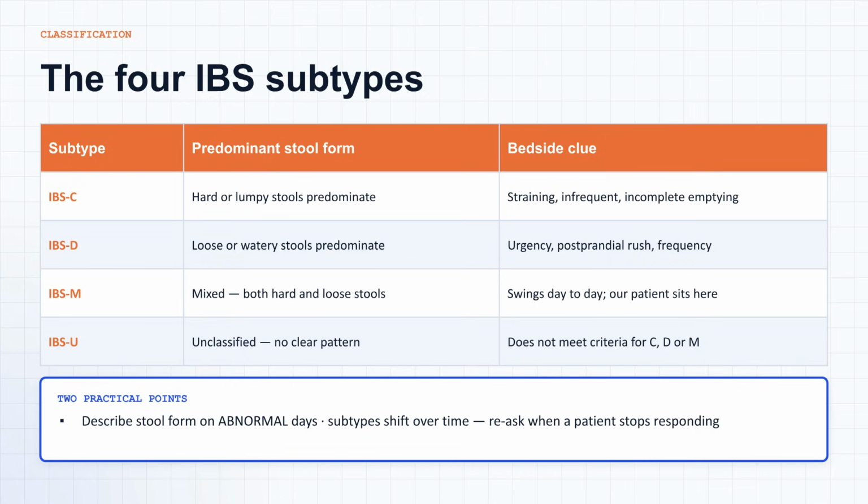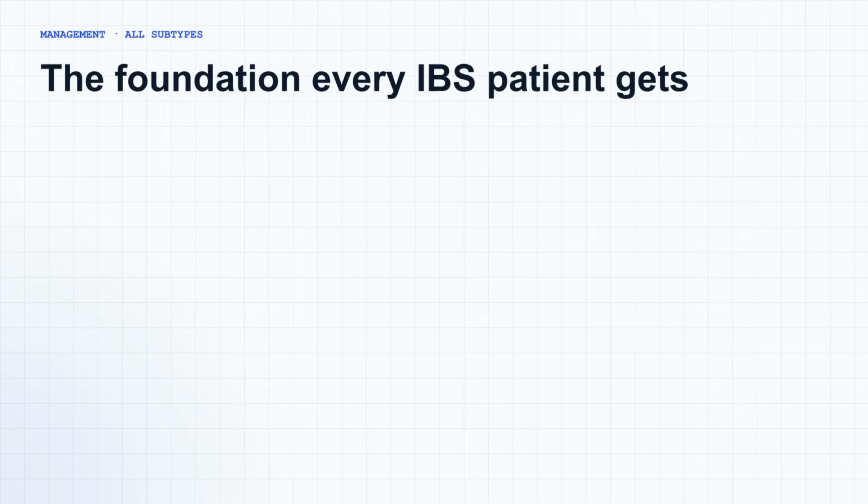Ask the patient to describe stool form on their abnormal days, not on their good days. Subtype can also shift over time, so revisit it when a patient stops responding. The subtype is not academic. It is the single fact that decides which drug you reach for. One practical note. The Bristol stool chart makes this conversation much easier at the bedside, and it takes under a minute. Every subtype gets the same foundation.